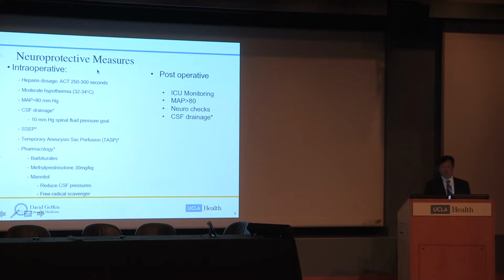So what are our protective measures that we're using? I must say there's a dearth of level A data based on prospective randomized trials that are driving a lot of this, but there are some common sense things, and then there's institutional preferences. I put little asterisks around things that are considered somewhat controversial. Heparin dosing I don't think is controversial. Most of us will anticoagulate these patients to prevent thrombus formation.